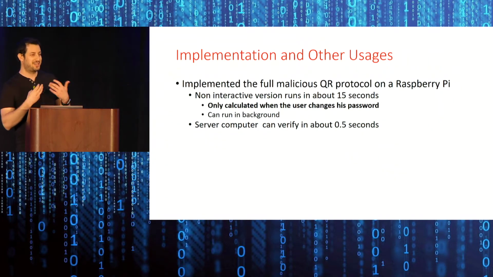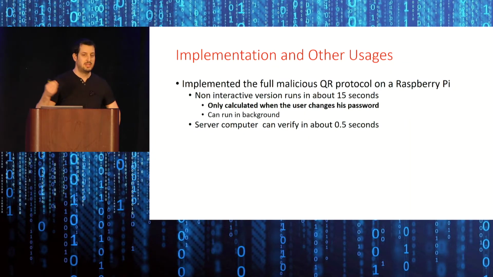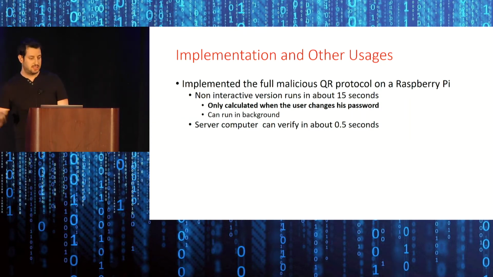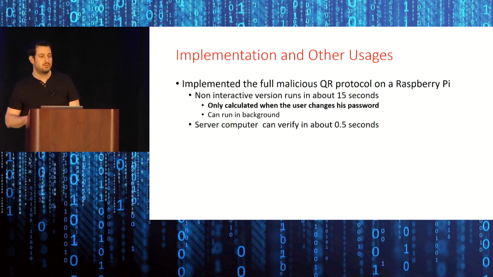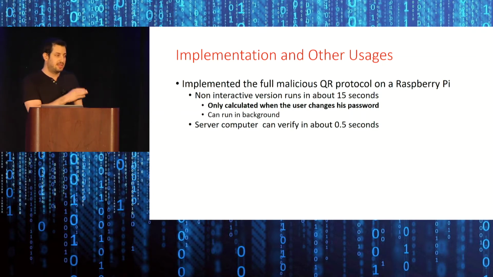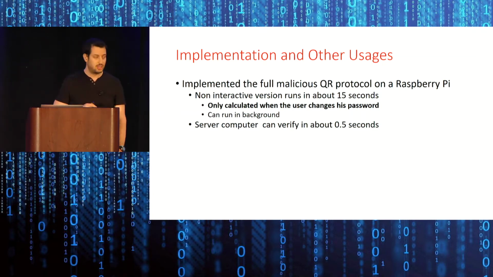To make sure that this can actually be used in practice, and we're talking about maybe IoT devices, which are very low resource, we implemented the full malicious protocol on a Raspberry Pi. In this very inefficient implementation, it takes about 50 seconds to do the entire non-interactive calculation. Remember, this is only done when the user changes his password, and it can be run in the background. So we think that's plausible.